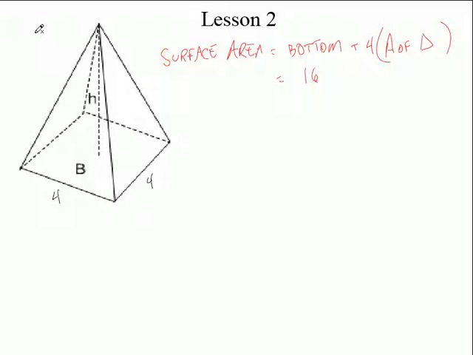Well, what do they give you? They also give you the slant height. If you look at the book, they tell you what the slant height is. It's different than the regular height. What is the slant height? It's equal to 5, right?